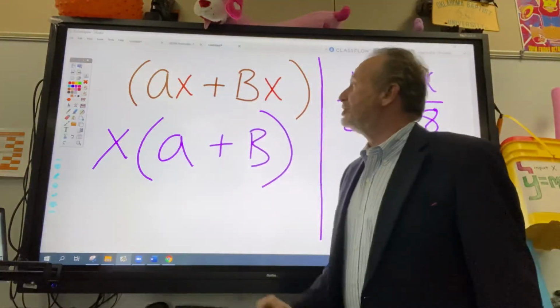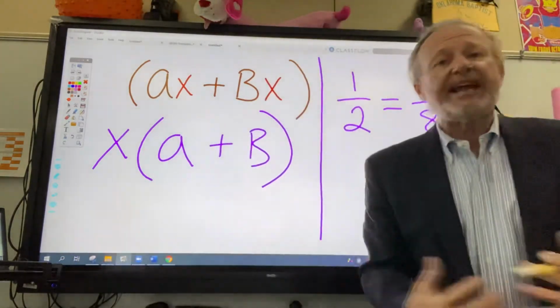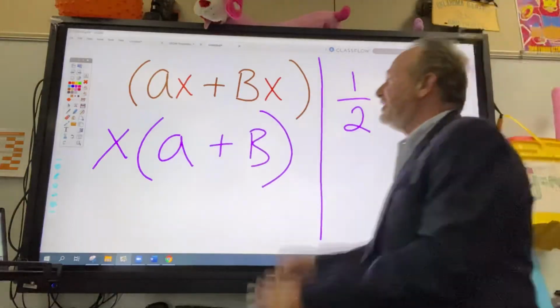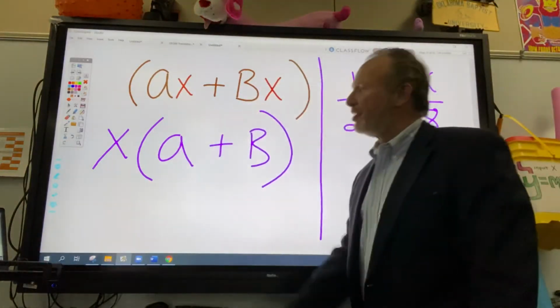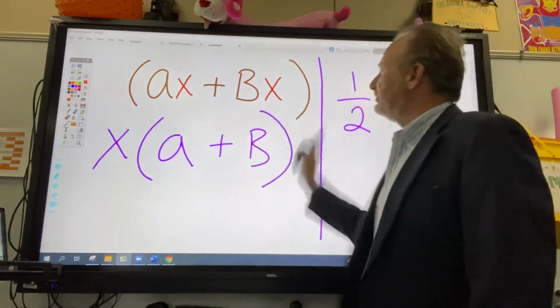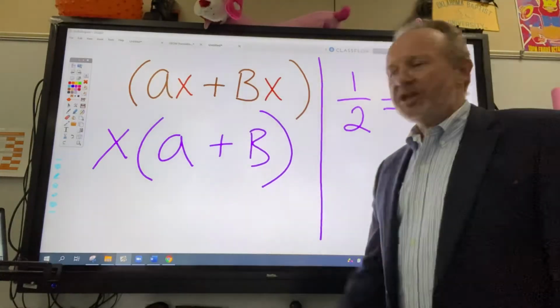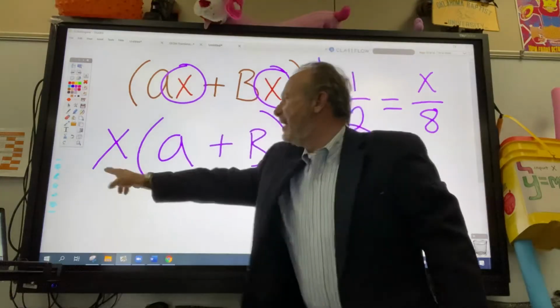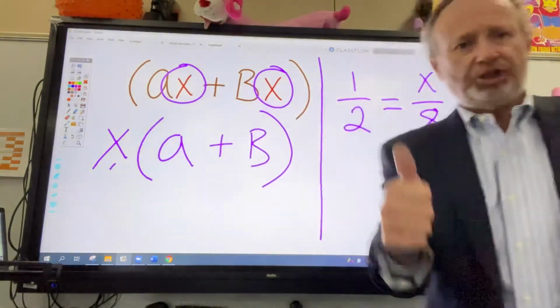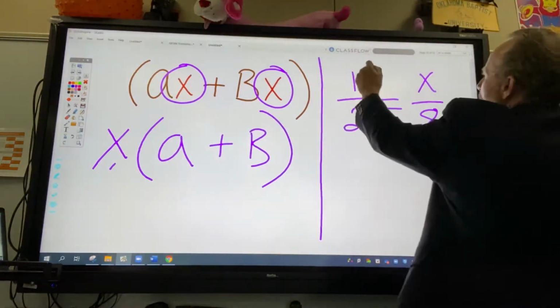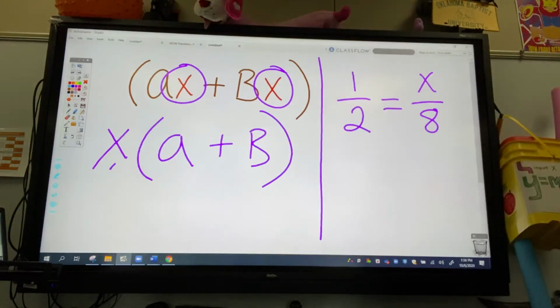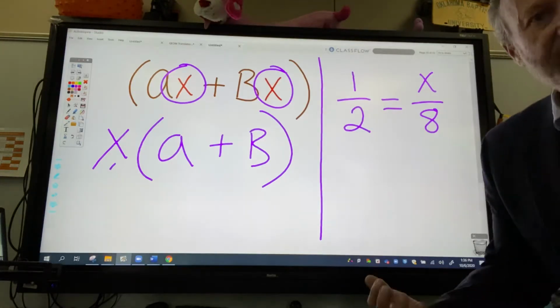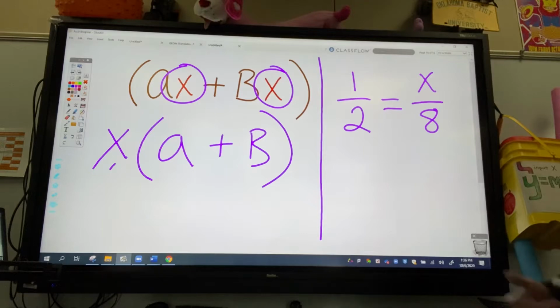2, the twins, become 1 when I divide it or factor it out. That means I now have a distributive problem, x times a positive b. Do you see how I factored the twins out and made it 1 on the outside? Good. Now, this is the old cross multiply problem. I got 1 over 2 equals x over 8.